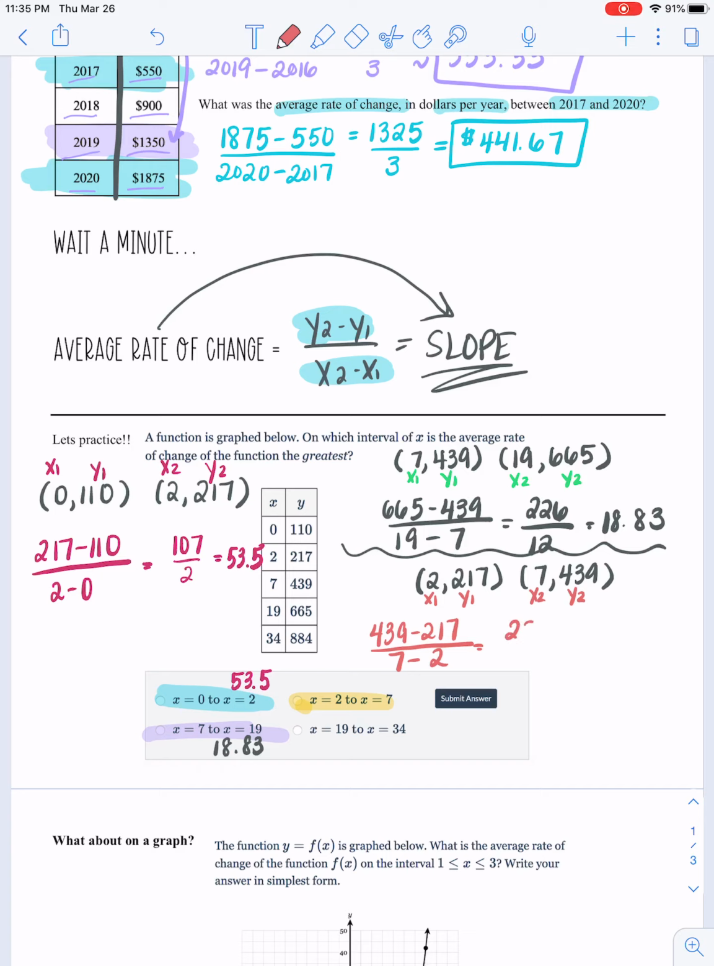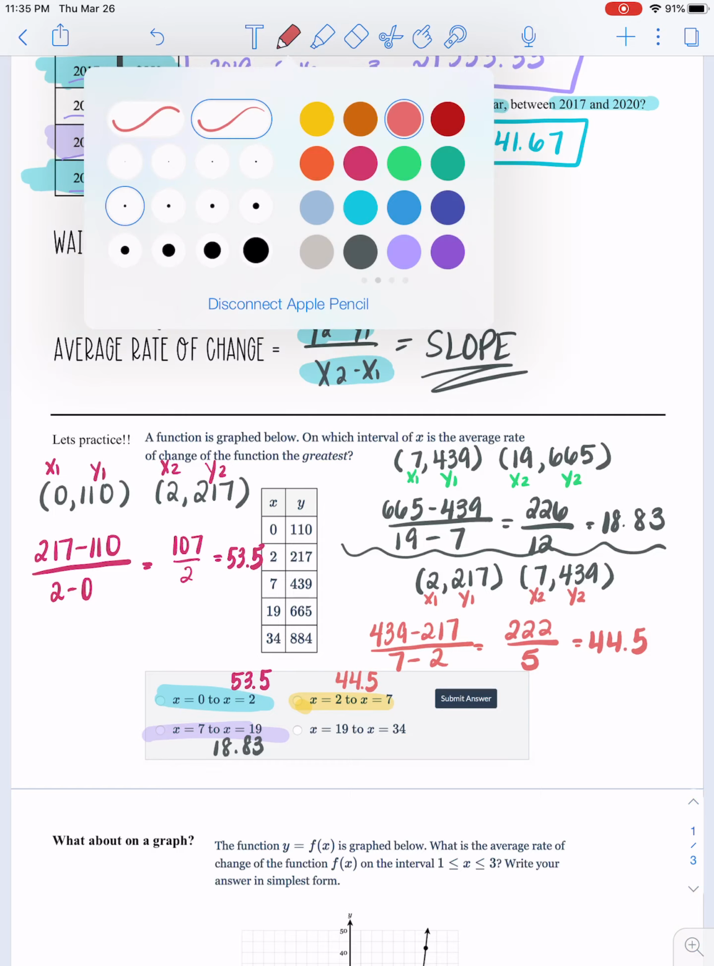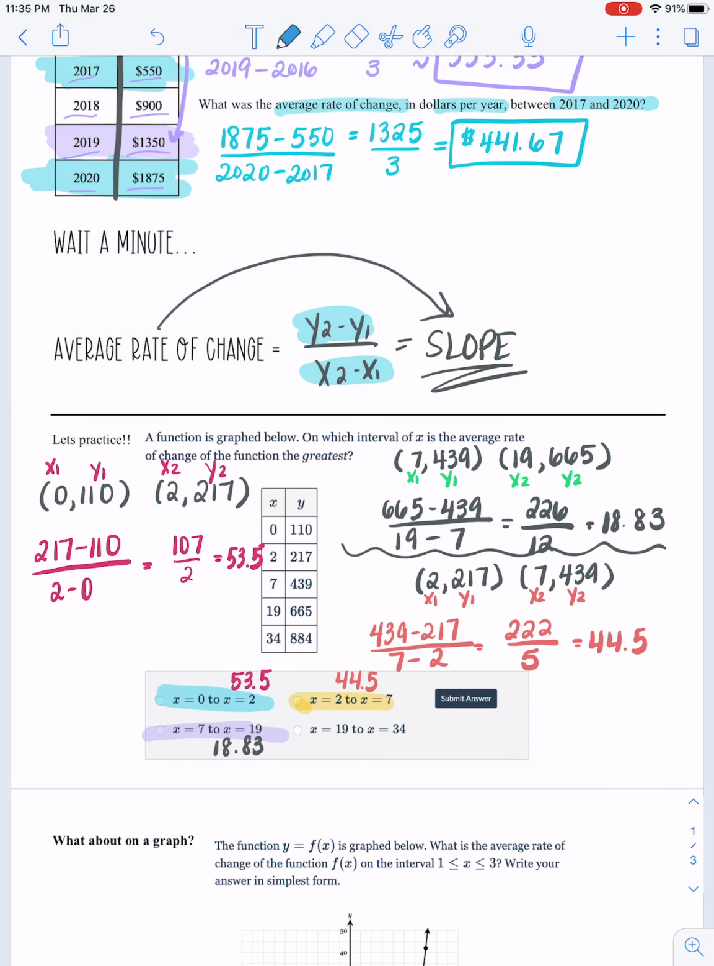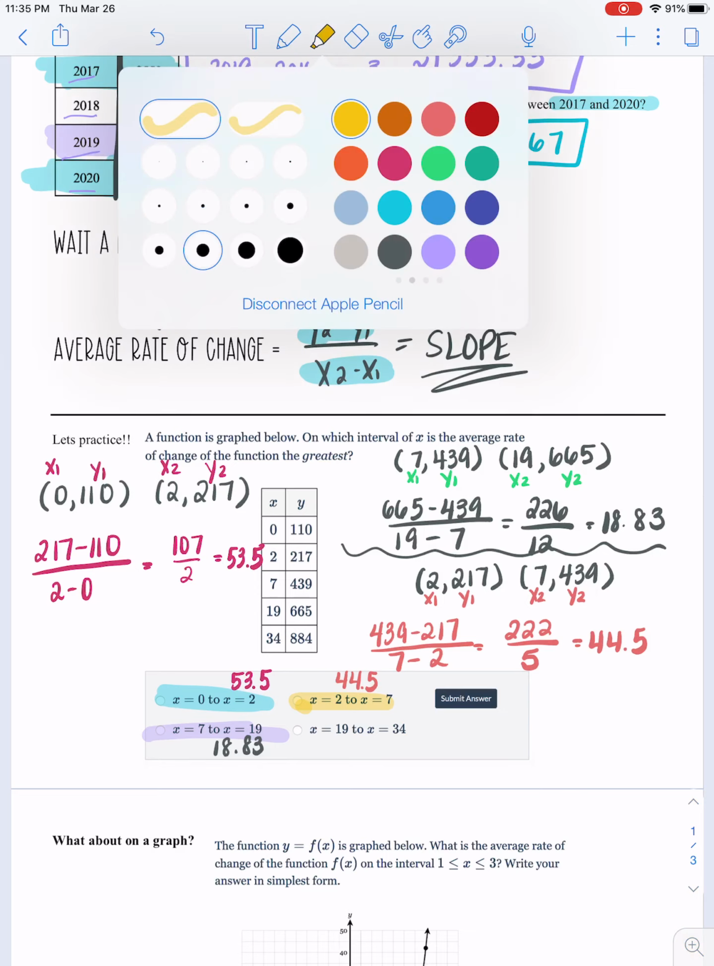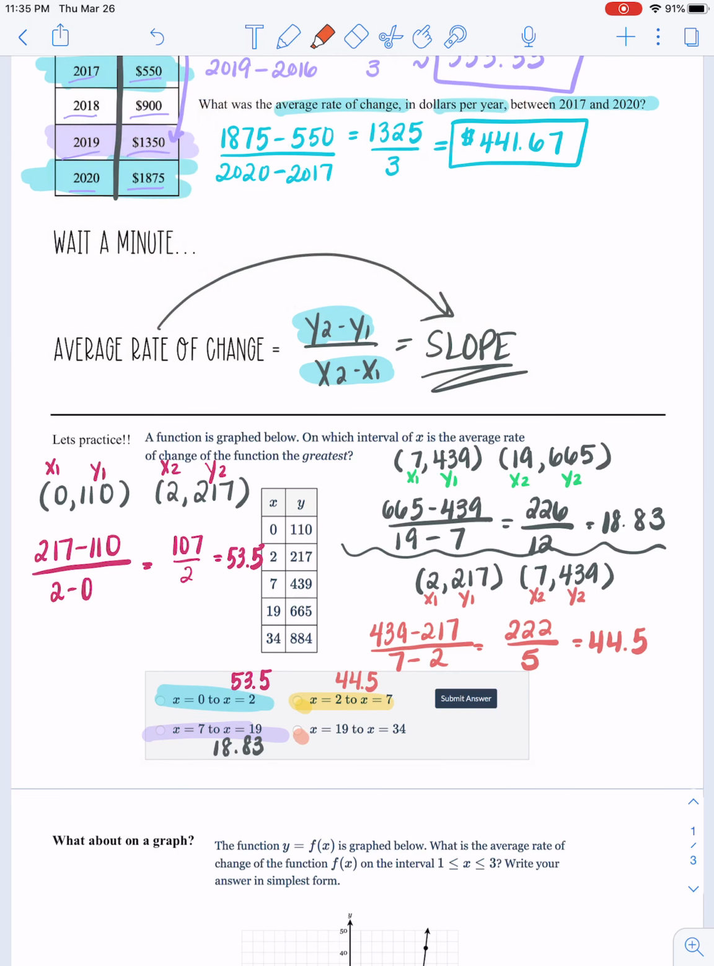I get 222 on top, and then on the bottom I get 5. 222 divided by 5. Ooh, my calculator's broken. Gives us 44.5. So notice I'm writing down all these numbers so that I don't lose track of them, and I'm writing them in an appropriate place, like not just all over the page, because sometimes you guys do that and it's really confusing for me when I try to check your work.